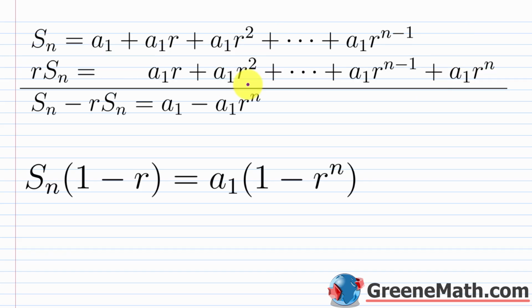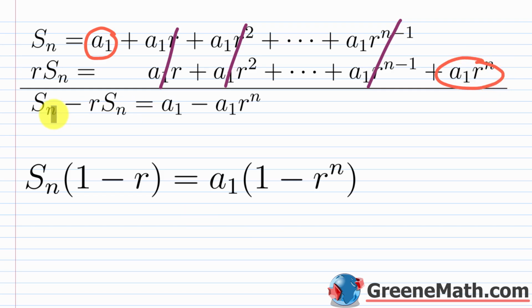Now what we're going to do is subtract the top equation minus the bottom equation. Or in other words, you're subtracting the second equation away from the first. So on the left, you're going to have S sub n minus r times S sub n. So that's this right here. This equals, on the right, you can see that this is going to cancel here. A sub 1 times r minus a sub 1 times r, that's gone. Then similarly, this is going to cancel. All these terms are going to cancel, and this is going to cancel. So really all you're left with is this a sub 1 minus this a sub 1 times r to the power of n. So that produces this right here.